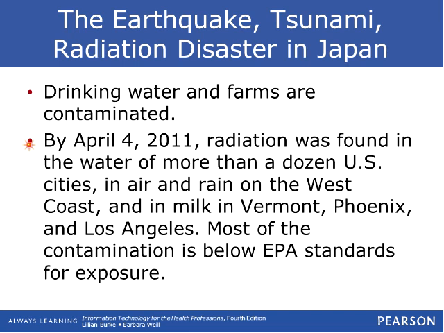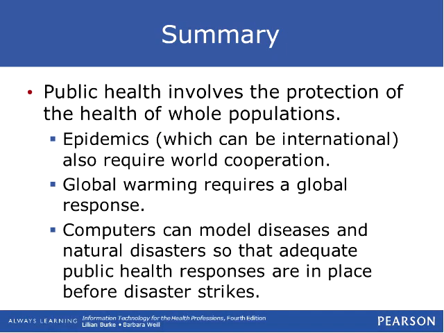By April 4, 2011, radiation was found in the water of more than a dozen U.S. cities, in the air and rain on the West Coast, and in milk in Vermont, Phoenix, and Los Angeles. Now, most of that contamination is below EPA standards for exposure, but it did increase based on a tsunami and radiation disaster in Japan. Interesting to think how that affects worldwide health.